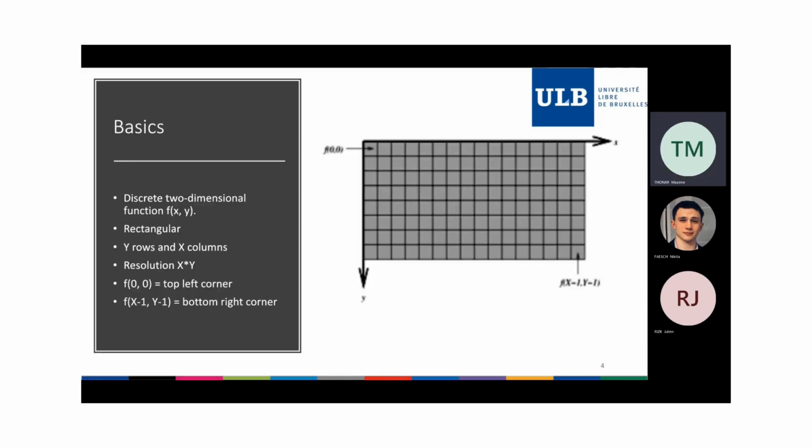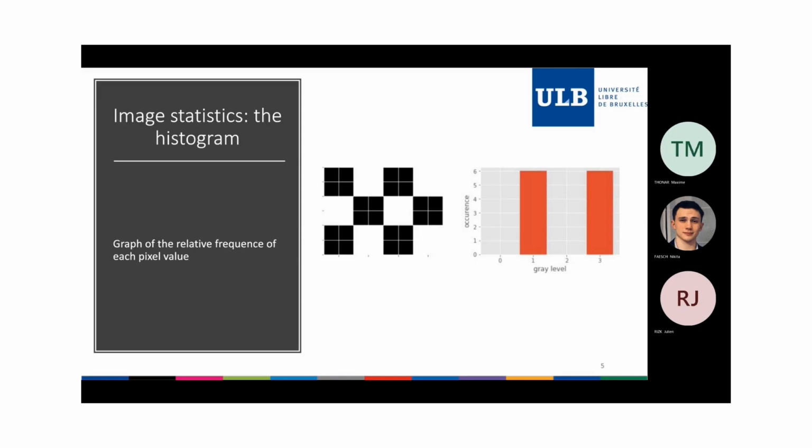A digital image is a discrete two-dimensional function f(x, y). During the exposé, it will be assumed that an image is rectangular and that it is composed of y rows and x columns. Its resolution is written x times y. f(0, 0) refers to the top left corner of the image, while f(x-1, y-1) determines the bottom right corner, as shown in the image.